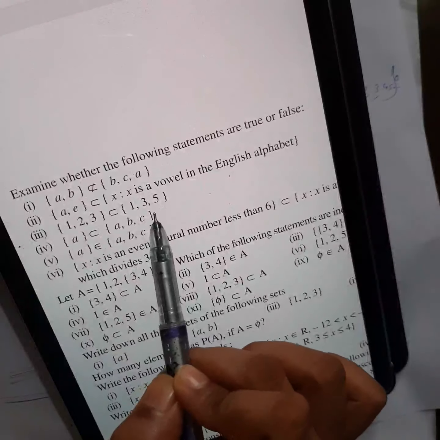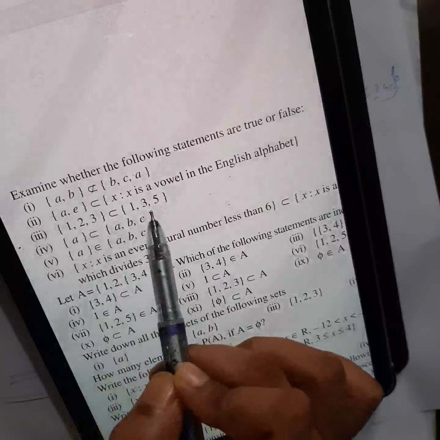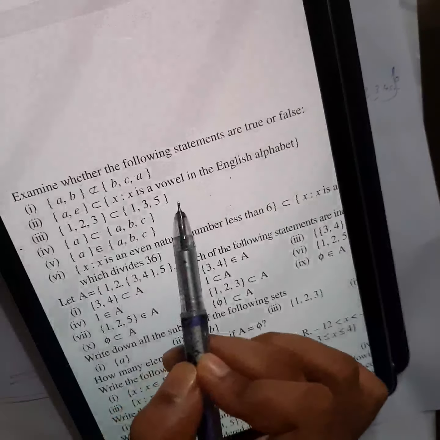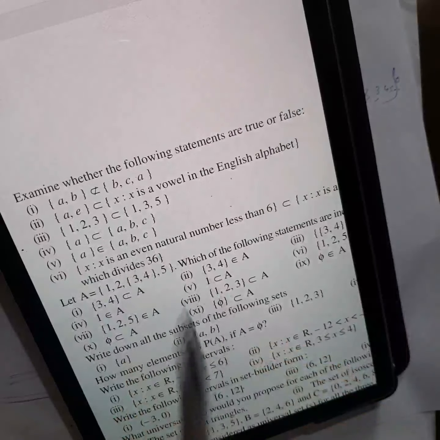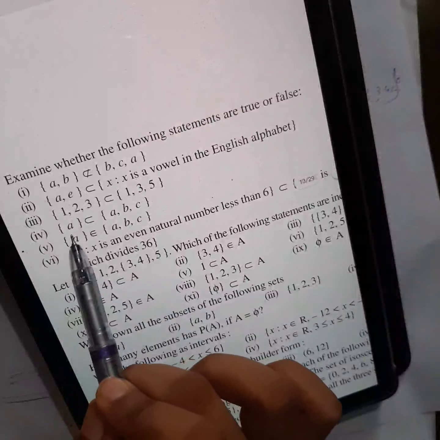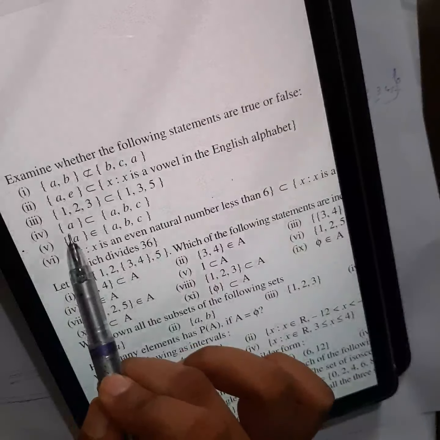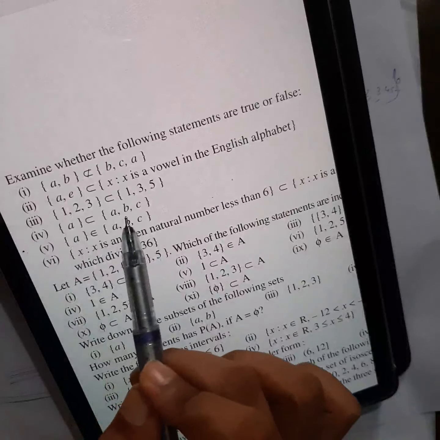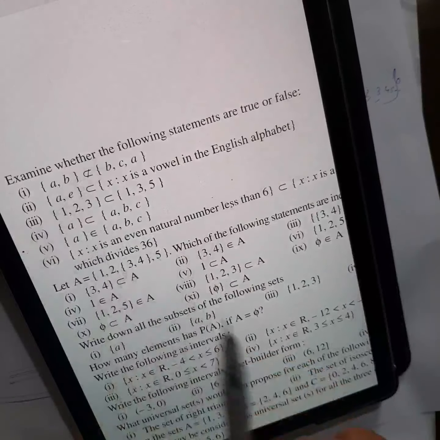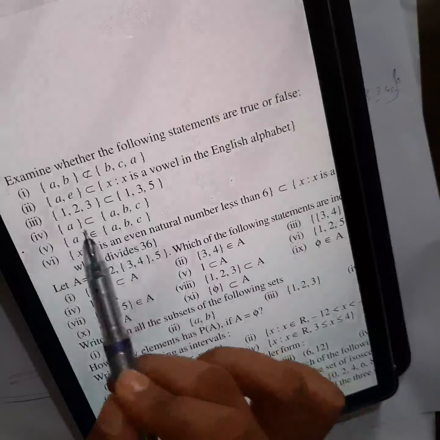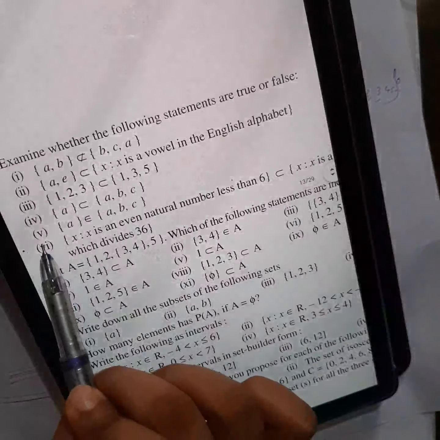So obviously this is a correct statement. So true. Okay. Number 3, 1, 2, 3. It is contained there? No, it is not there. 2 is not there, you can see. So this cannot be the correct statement. They have written this is a subset, which it is not actually, right? So this is a false statement. So next, number 4. In this set only A is the element, right? So A is contained there or not? Yes, it is there. So this set is a subset of this one. So correct statement. Next is very important.